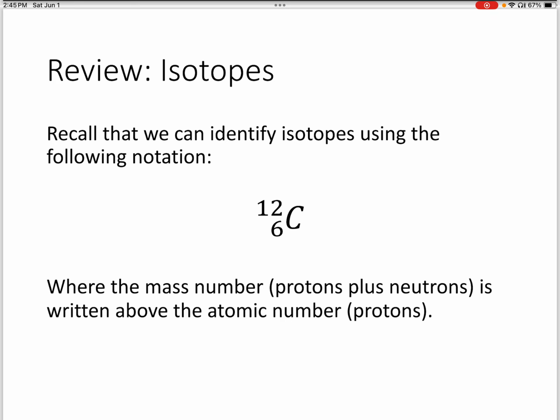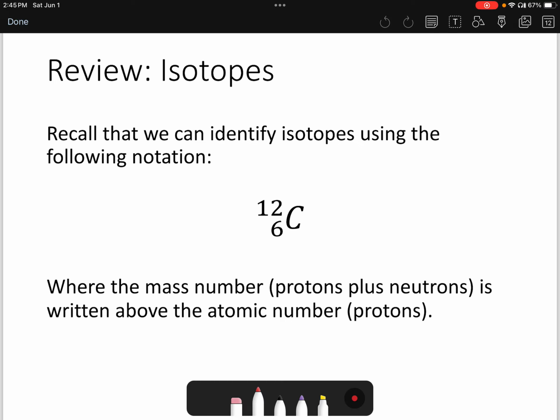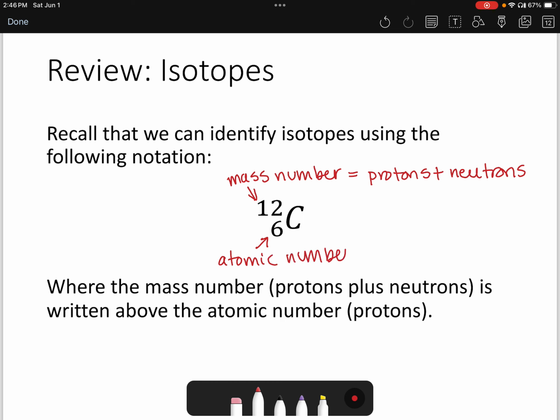It's been a while since we've talked about isotopes. So recall that we can identify isotopes using the following notation. Here we have a carbon atom, and on the top left, we have the mass number. Remember, the mass number is equal to the number of protons plus the number of neutrons. And then on the bottom left, we have the atomic number, and this is only equal to the number of protons.